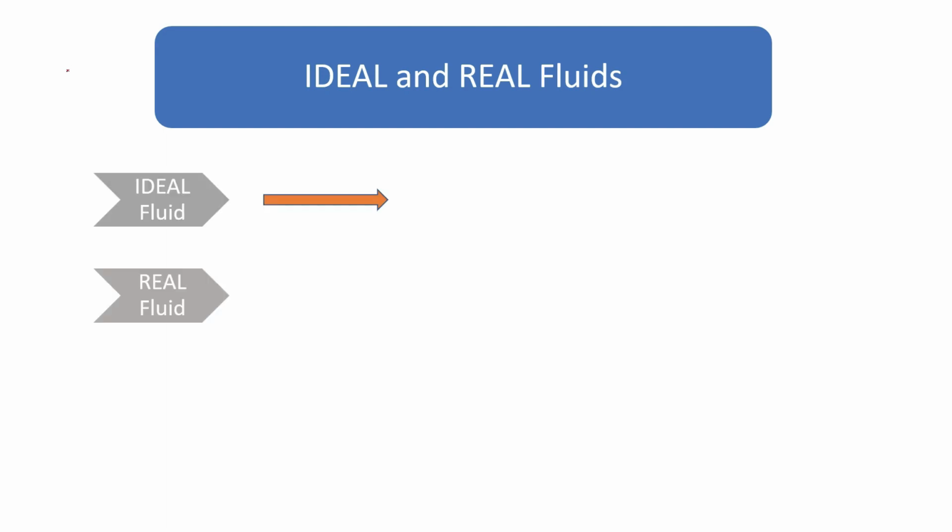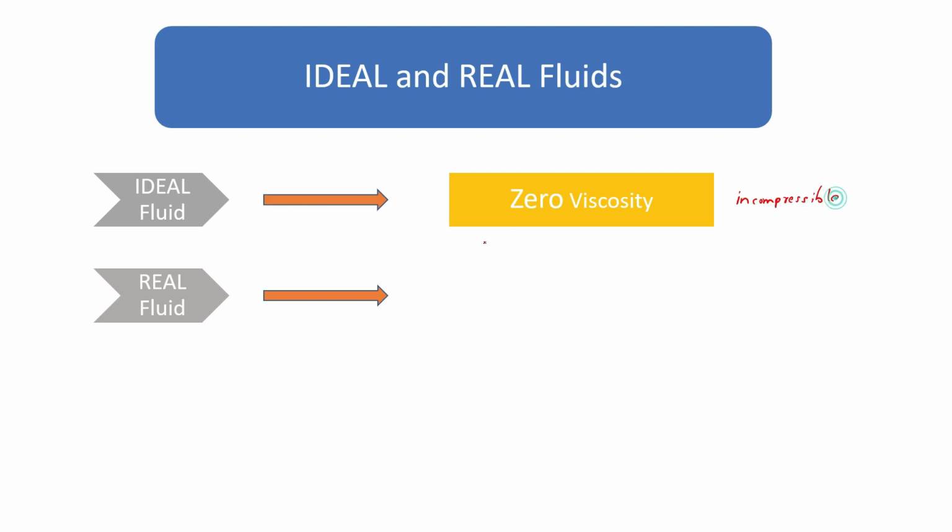In this lecture, we will see what are the different types of fluid. The first classification is between the ideal and real fluid. So, what is an ideal fluid? An ideal fluid is a fluid which has got zero viscosity and also it is incompressible. That means its density will not change. A real fluid is a fluid which has got non-zero viscosity and also it is compressible. That is the difference between an ideal fluid and a real fluid.